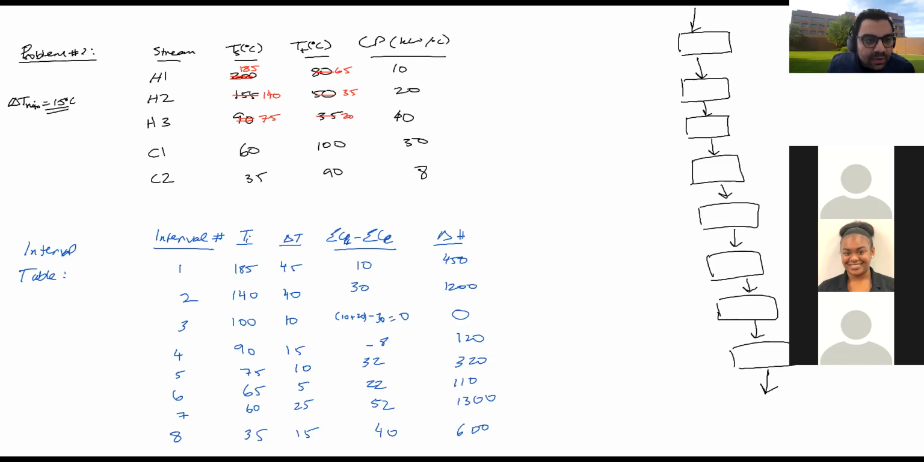Okay, so now let's populate it. So on the left-hand side, I'm gonna write my initial temperature of each interval, and then in every box, I'm gonna write the enthalpy in each interval. So in this guy, first interval, my initial temperature is 185. Delta H is 450. Then I move on to the second interval. My initial temperature is 140. Delta H is 1200.